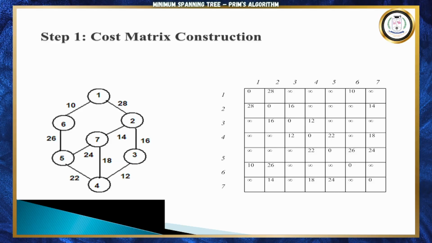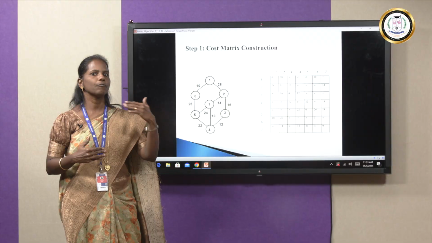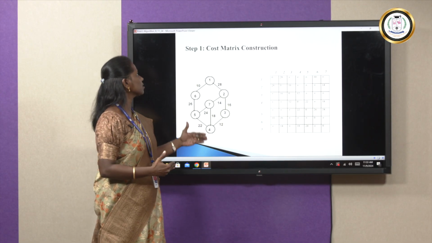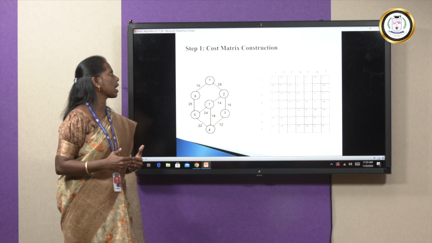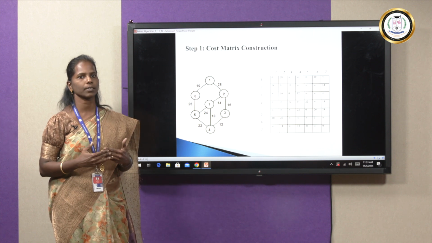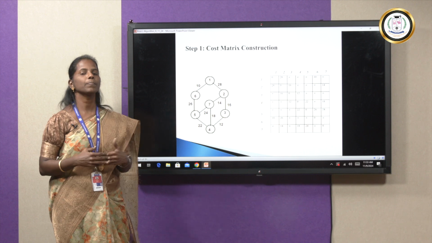If you see Prim's algorithm, we can have 2 phases. In the first phase, we have to follow a few steps, and in the second phase, we have to follow an iterative procedure. First, we will see about the first phase steps. The first step in the first phase is we have to construct a cost matrix. Okay, how to construct the cost matrix for the given network?